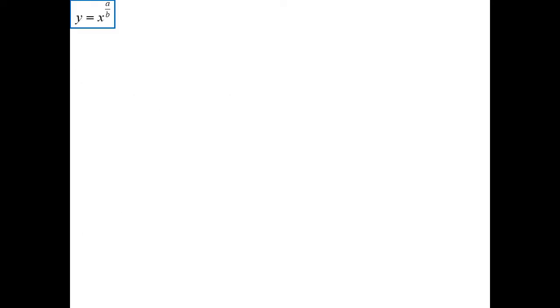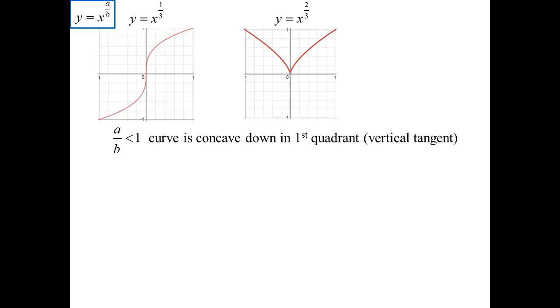And here's why. Have a look at this. I don't know if you've ever seen this before, but if you've got x to the power of a on b, what do these graphs look like? And I'm using the thirds for an example here. So there's x to the power of 1/3, there's x to the power of 2/3. Basically, if that fraction is below 1, and I'm just looking at the first quadrant, the curve will be concave down. So you'll notice both x to the power of 1/3 and x to the power of 2/3 are concave down. Now at 0, we have a vertical tangent, if I was to draw a tangent in.